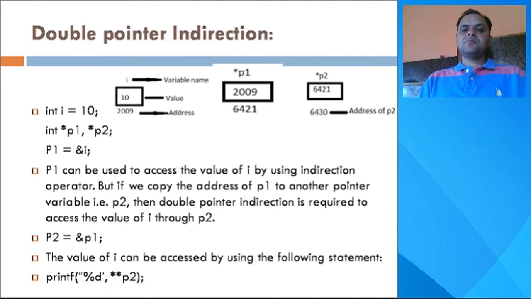Double pointer interaction. When we have two pointers, for example, let int i = 10. So I have declared an integer i and assigned a value 10 to it.